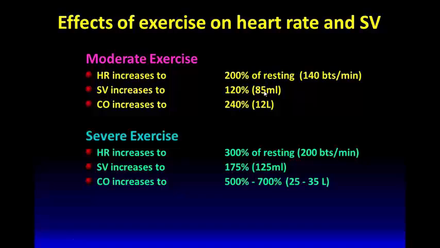Severe exercise increases the cardiac output 500 to 700%. 500% means that the cardiac output is now 5 times the resting cardiac output. 700% increase in cardiac output means that the cardiac output is 7 times the resting cardiac output. So during severe exercise, the cardiac output might go up to 25 to 35 liters per minute.